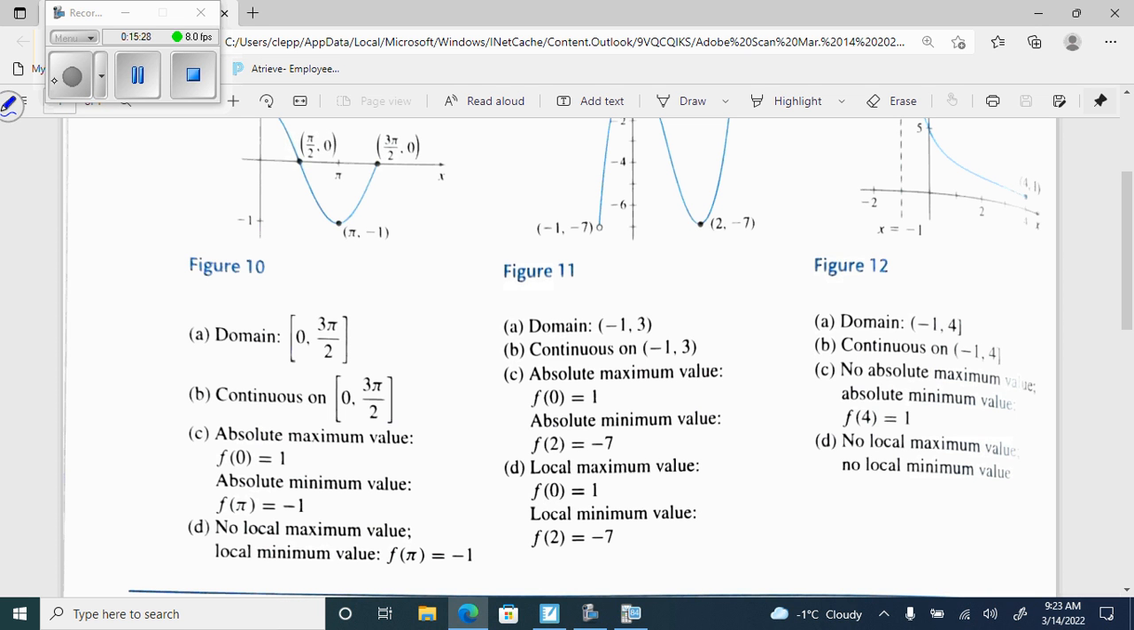So an example would be if I did something like this. My endpoints here would be my absolute min and my absolute max. We agree? Because they're the highest they could go. So if I restrict my domain, my endpoints can be absolute maxes and absolute mins, but they can't be locals. So they're either the highest they go or the lowest they go, or they're just endpoints. Okay? But these mins and max in the middle, this is a local max and this is a local min because they're not the absolute highest or lowest I go.